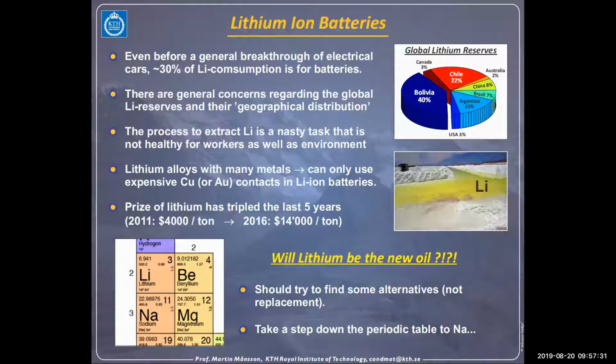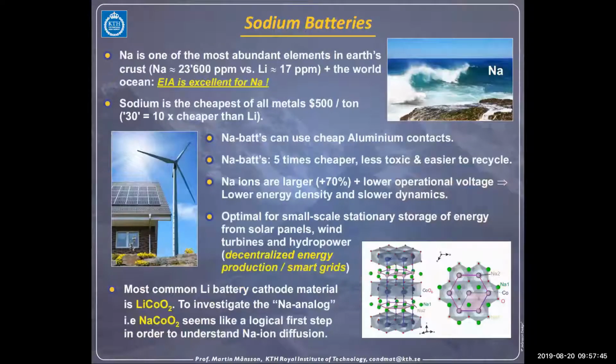So one way to do it is to take a step down. You can go from lithium to sodium, for instance. There are other options, but I want to take the example of sodium just to show that you can also study sodium diffusion. From a battery's point of view, sodium is one of the most abundant elements in the world. In the Earth's crust it is about 1,000 times more abundant than lithium. This is great. Of course, you also have it in the ocean water. It's accessible to everyone. It's also one of the cheapest metals, which of course relates partly to this. You can use aluminum contacts. It's also good. So it's a good idea to have a look at this.